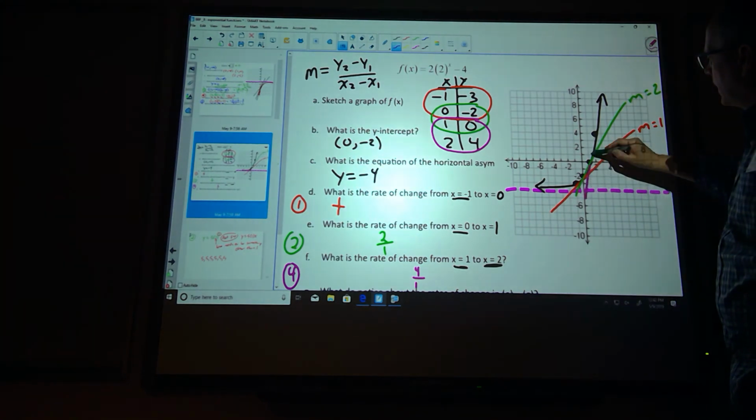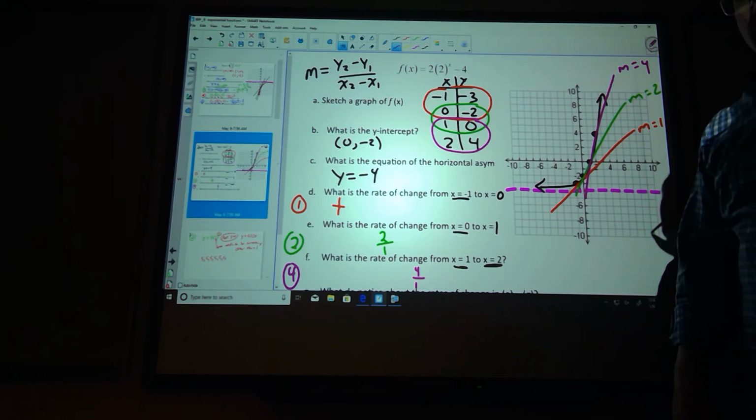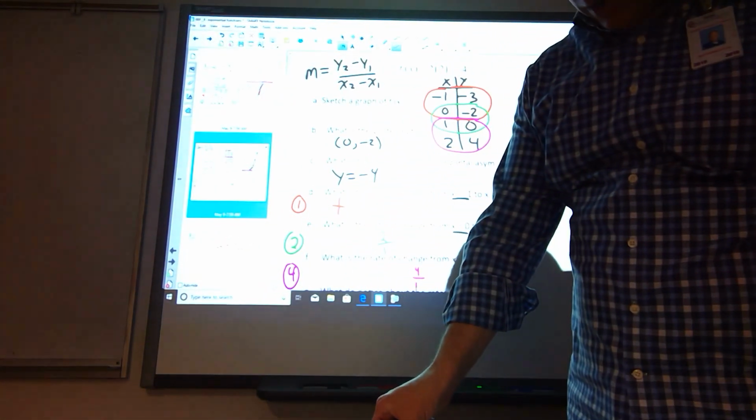Here to here, slope of 4. Is the slope changing? Yes. Is the rate of change changing? Yes, the rate of change is increasing on this one. Wow. Second calculus lesson in the day. You had no idea you were walking into it.